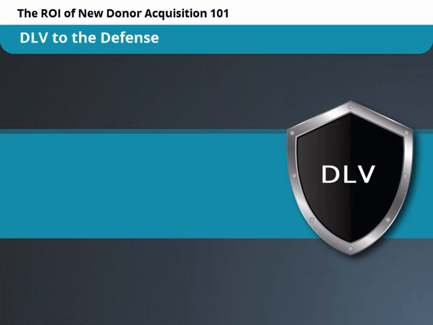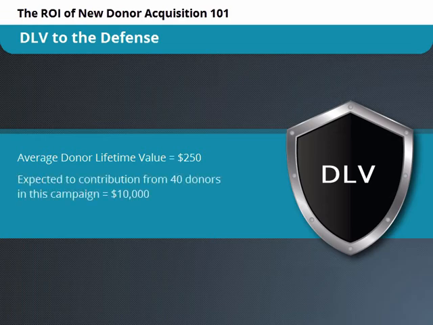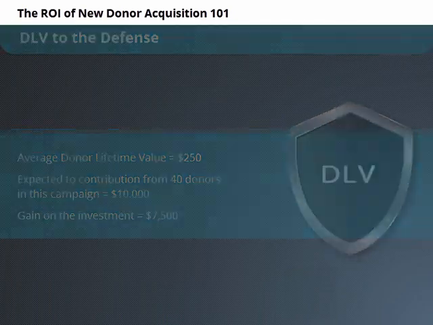But because you did your DLV analysis, you were ready for her objection. With an average donor lifetime value of $250, the 40 new donors from the campaign can be expected to contribute a total of $10,000 to your organization over the coming years. That would be a $7,500 gain on the investment.